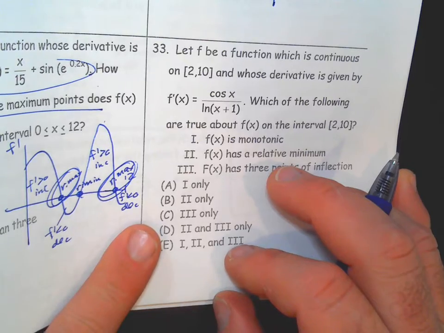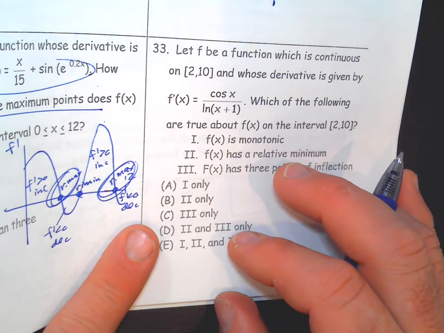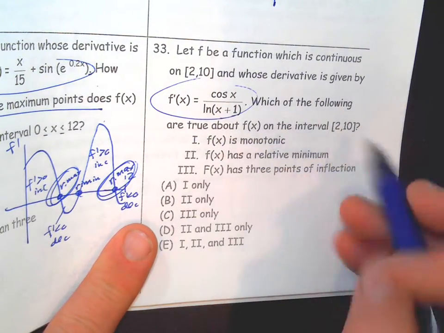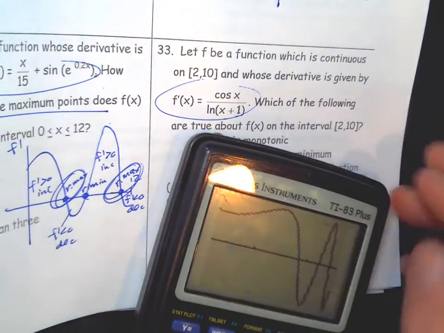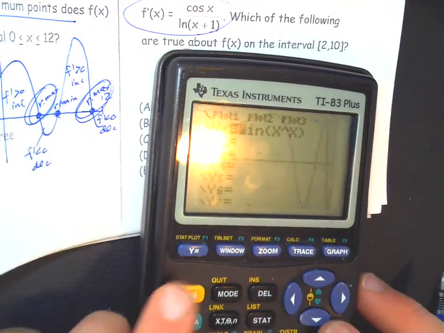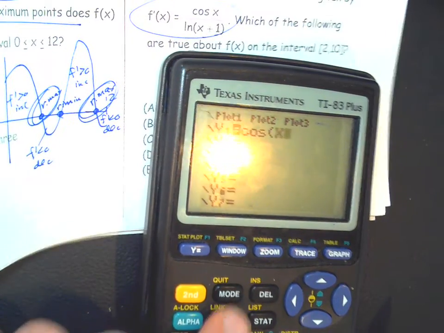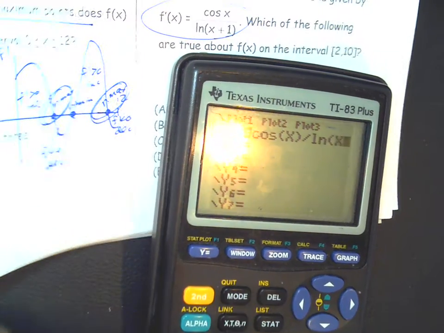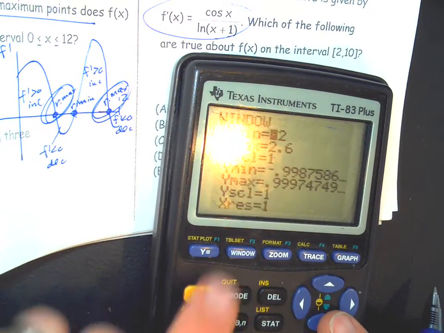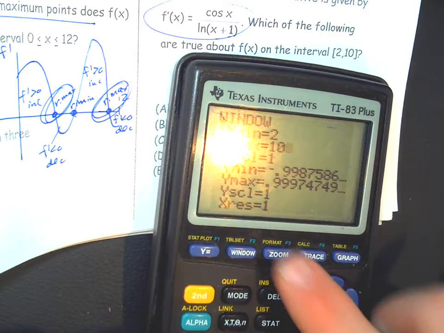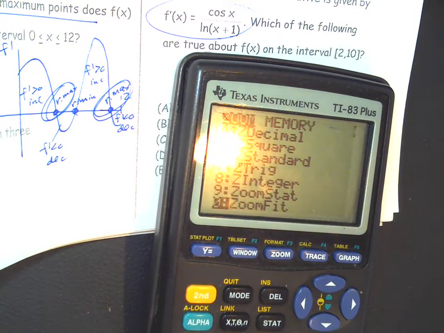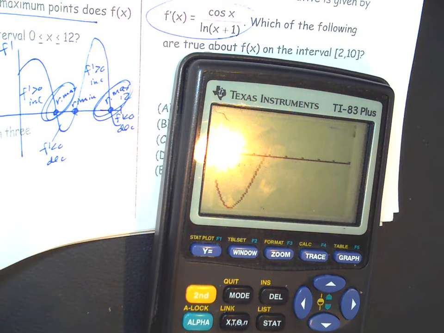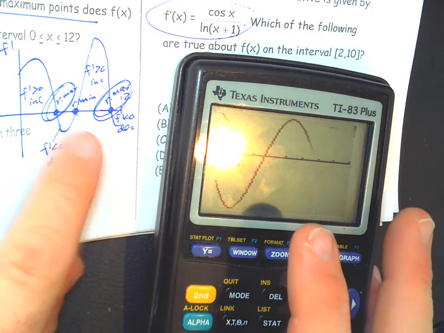Okay, 33. Let f be a function that is continuous on 2 to 10, whose derivative is given by, which of the following is true about the interval. Okay, so let's graph this guy. Cosine x divided by natural log of x plus 1, window 2 to 10, zoom fit. I should be getting quick at this. Take a little breather while your calculator does its job. So this is the graph of the derivative.